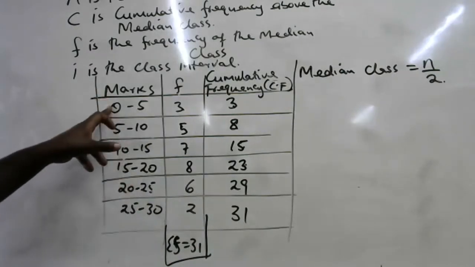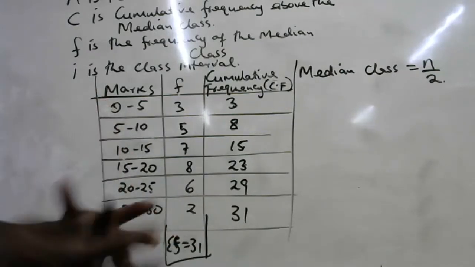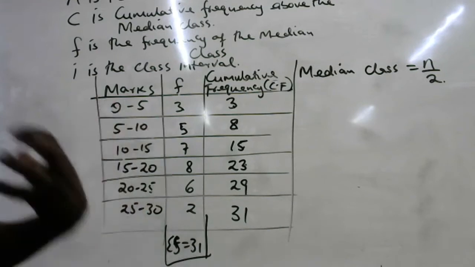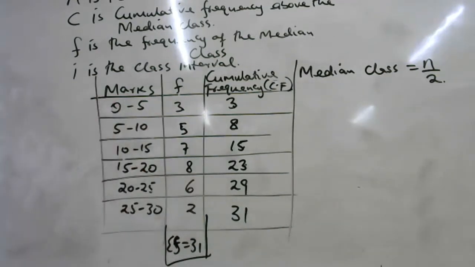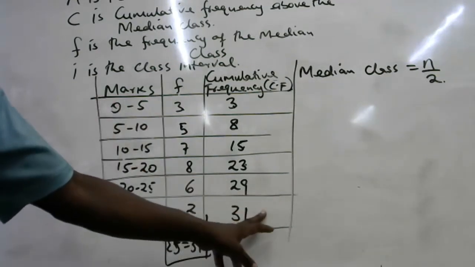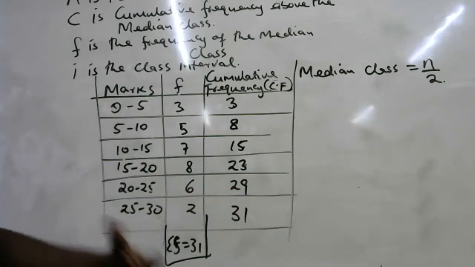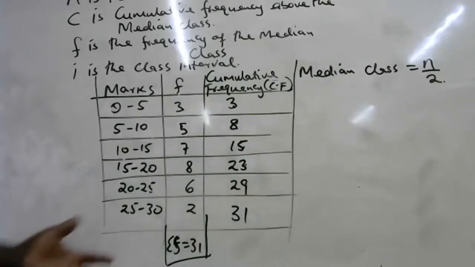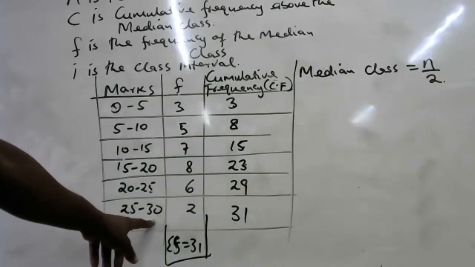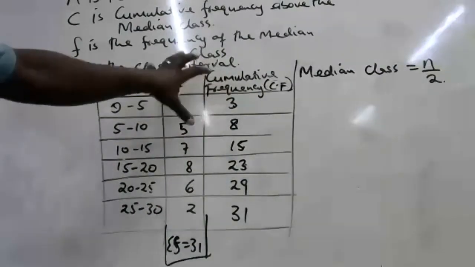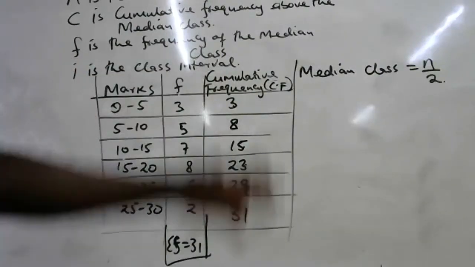The lowest mark is 0, the highest is this. So those students who sat for that particular exam, their scores are between 0 and 30. Maybe that was an exam marked out of 30. The highest a person can score is 30, the lowest is 0, and the marks were distributed like that.